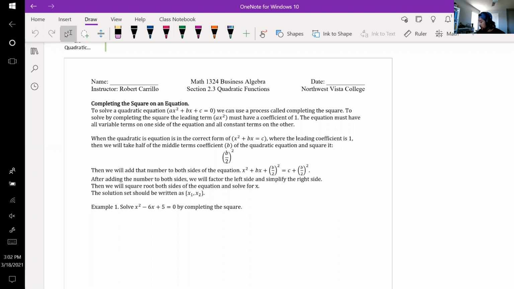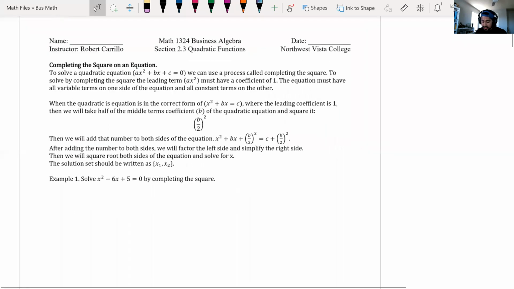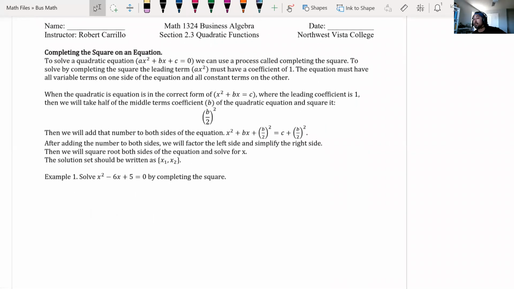All right, let's do this. We have a lot to get through today. And the first thing we're going to start with is completing the square, the method of completing the square on an equation. And then we're going to complete the square on a function.